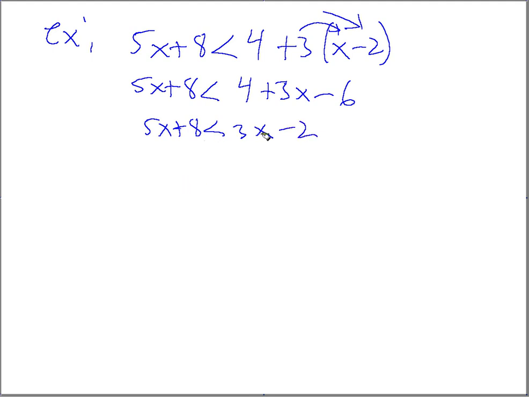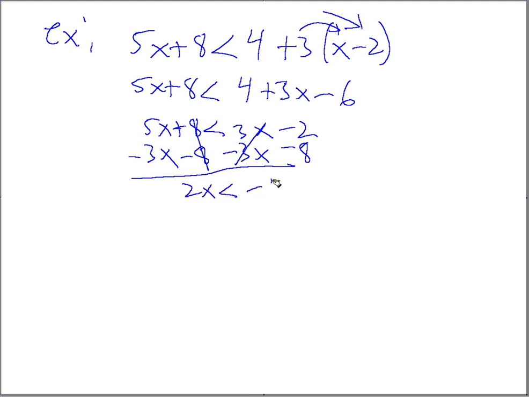All right, so again, let's get x's on the left, numbers on the right. Let me combine that in one step if you don't mind. I'm going to subtract 3x to get the x's on the left side. Then let me subtract 8 on both sides to get the numbers on the right. So we're going to get 2x is less than what? Negative 10. Now divide both sides by 2, but do I switch the inequality?